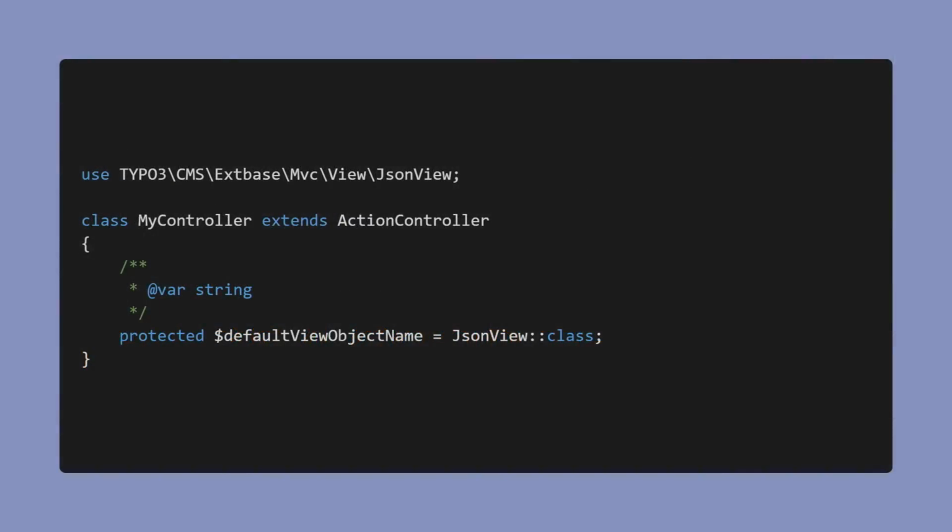And as you can see, this is what you normally would do. You have some controller, and you say, okay, my default view object name for the controller is JSON view. If you've seen Suzy's and Arthur's talk, you've seen how they built some JSON output for the frontend in general.